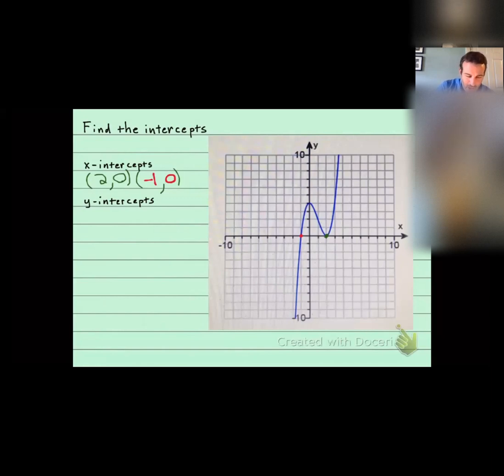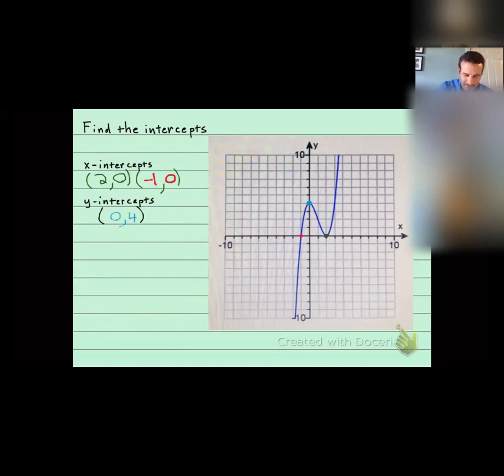Now, how many y-intercepts does it have? And what we're talking about here is the y-axis. How many times does it cross? Just once. Okay, and where did it cross the y-axis? 0, 4. Right there in the light blue. Okay, and that is our 0, 4. That's all our intercepts.